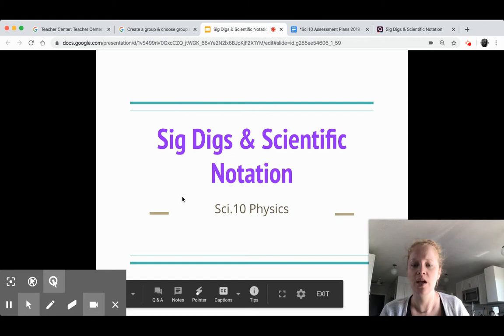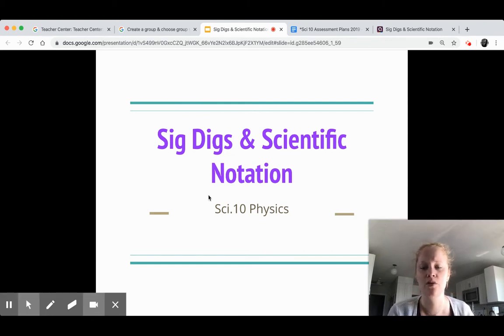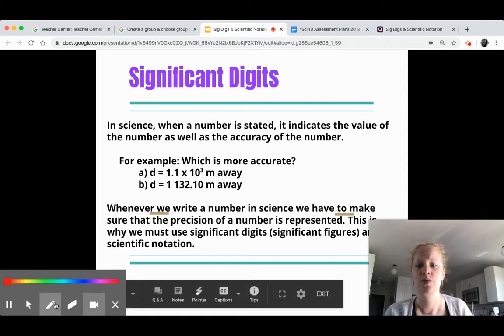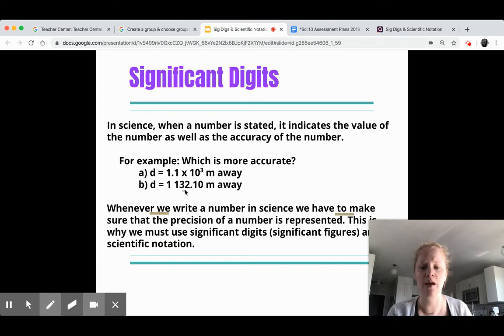So if you wanted to title your notes, sig digs or significant digits and scientific notation. So what we're going to look at right off the bat is, what does significant digits mean? Okay, so in science, when a number is stated, it tells you the value of the number and actually the accuracy. So what accuracy means is, how precise is it? So if you're looking at the example, which is more accurate, A or B, 1.1 times 10 to the 3 meters away, or 1,132.10 meters away? Well, this one is actually more accurate right there.